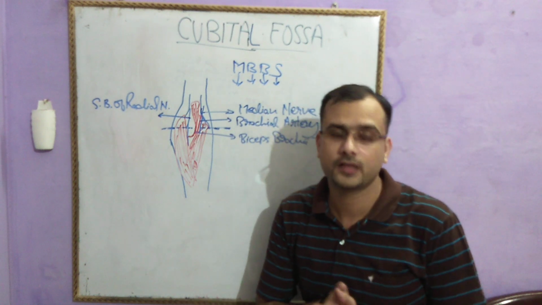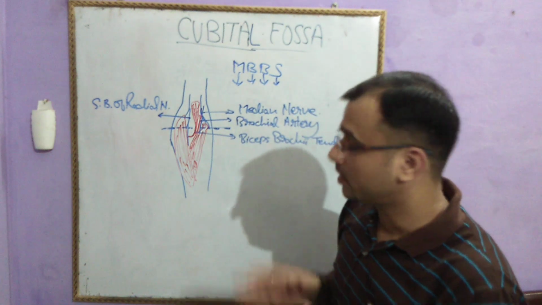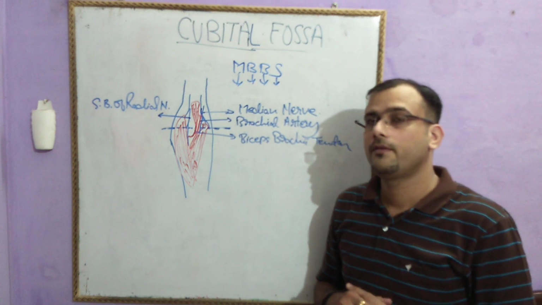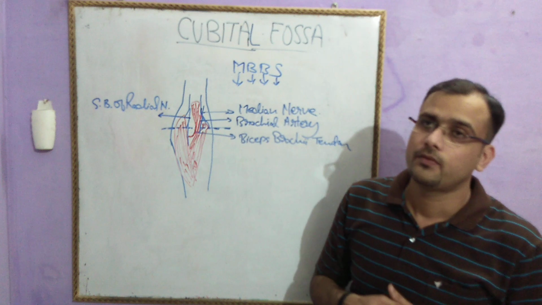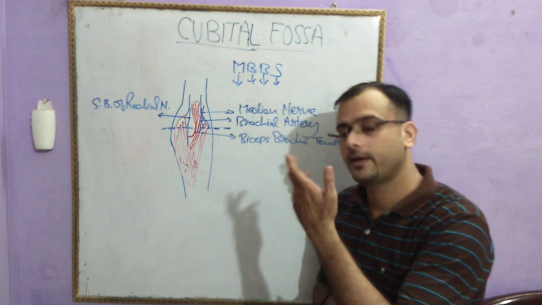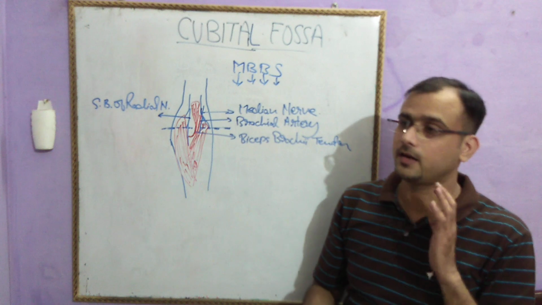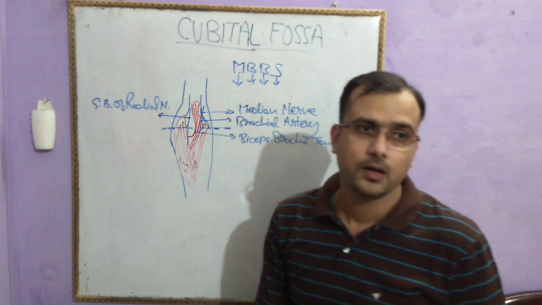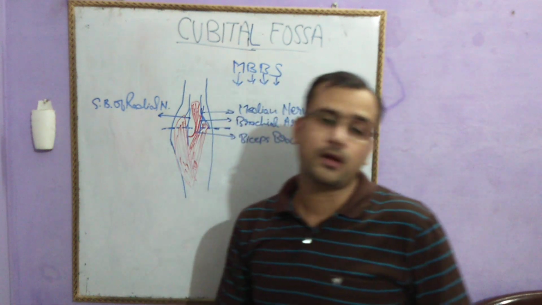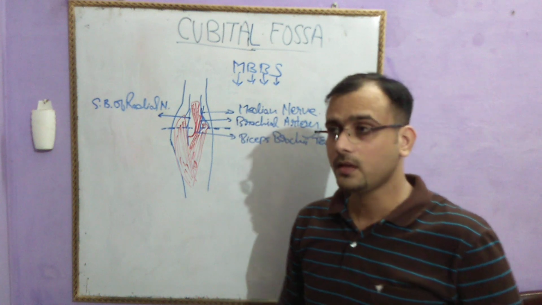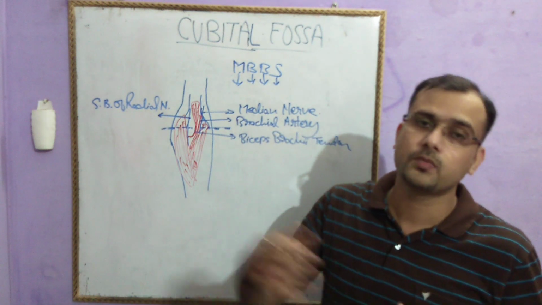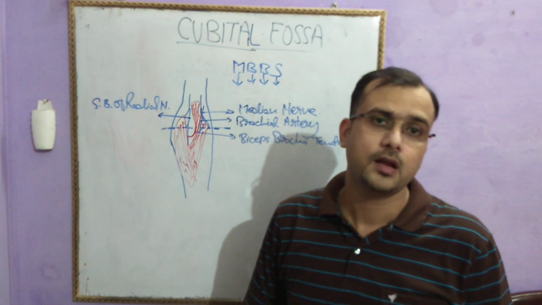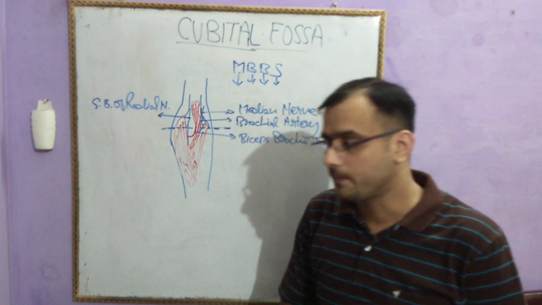Now, what is the clinical significance of the cubital fossa? In the roof of the cubital fossa, we know that there is a vein which connects the cephalic vein to the basilic vein, known as the median cubital vein. So if we give a blood sample, or if we receive an intravenous injection, we can use the median cubital vein for the purpose of giving intravenous injection and for the collection of blood samples.